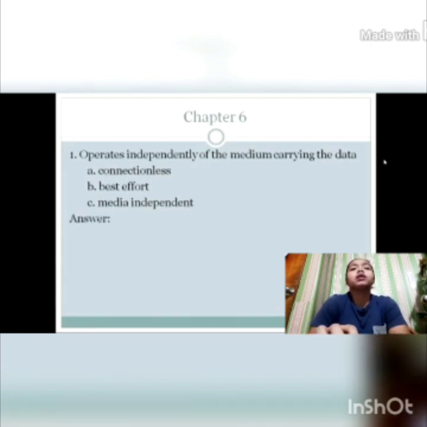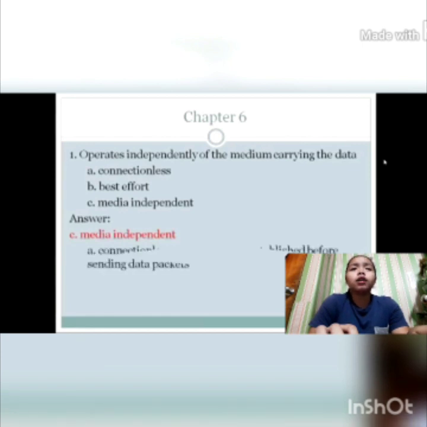Chapter 6 operates independently of the medium carrying the data, a connectionless. Letter A connectionless, B best effort, C media independent.